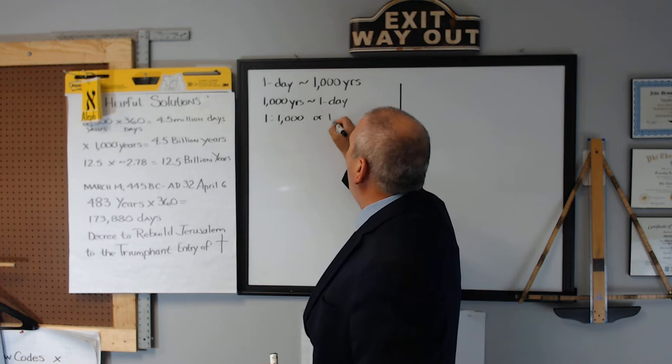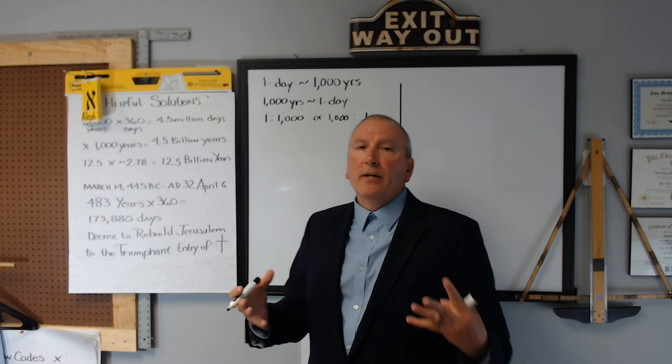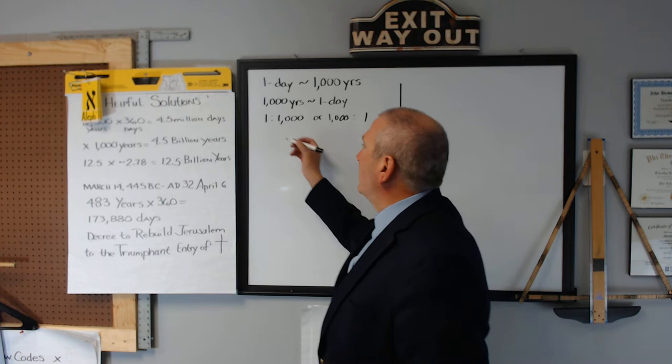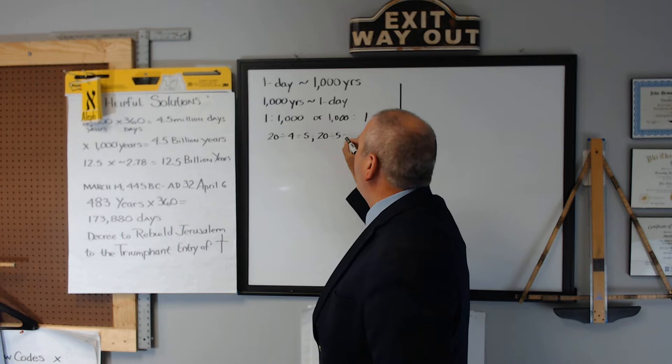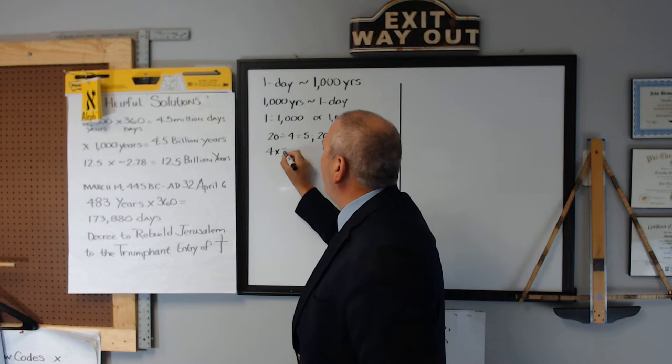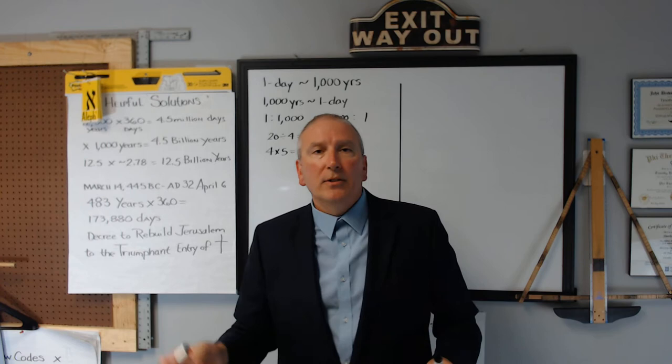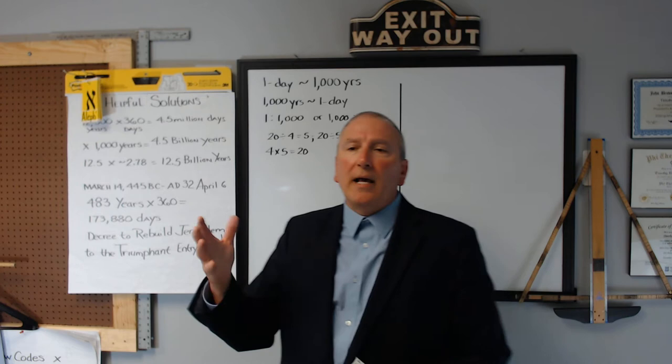We remember something that was so fundamental in our elementary algebra. For example, 20 divided by 4 equals 5, and 20 divided by 5 equals 4. Well, you notice if you multiply 4 times 5, that equals 20. That is, there's an inverse relationship between multiplication and division. So that's how, we don't even really need a calculator.